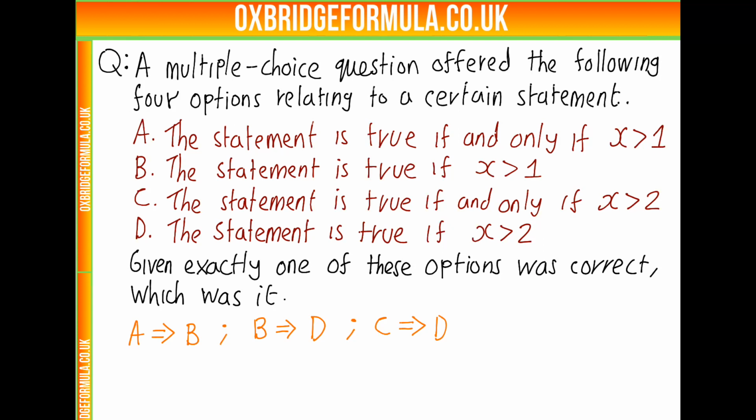So if A implies B, B implies D, and C implies D, what we've got is A, B, and C can't be the answer, so D must be our answer, and so our result is D.